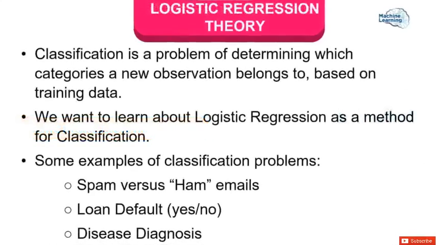Now, classification is a problem of determining which category a new observation belongs to, based on training data. Some examples of classification problems include trying to detect spam, trying to determine if someone is paying off their debts, or even trying to diagnose a disease. For example, trying to find out if someone has cancer. Now, all of the above examples are binary classification, meaning that we have two classes, right?